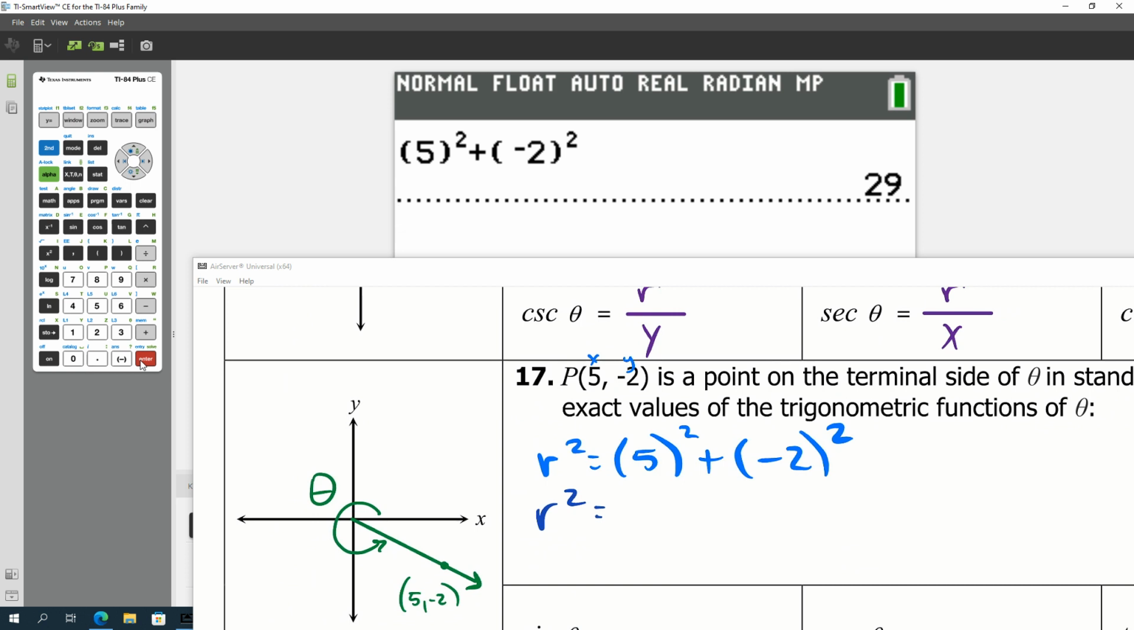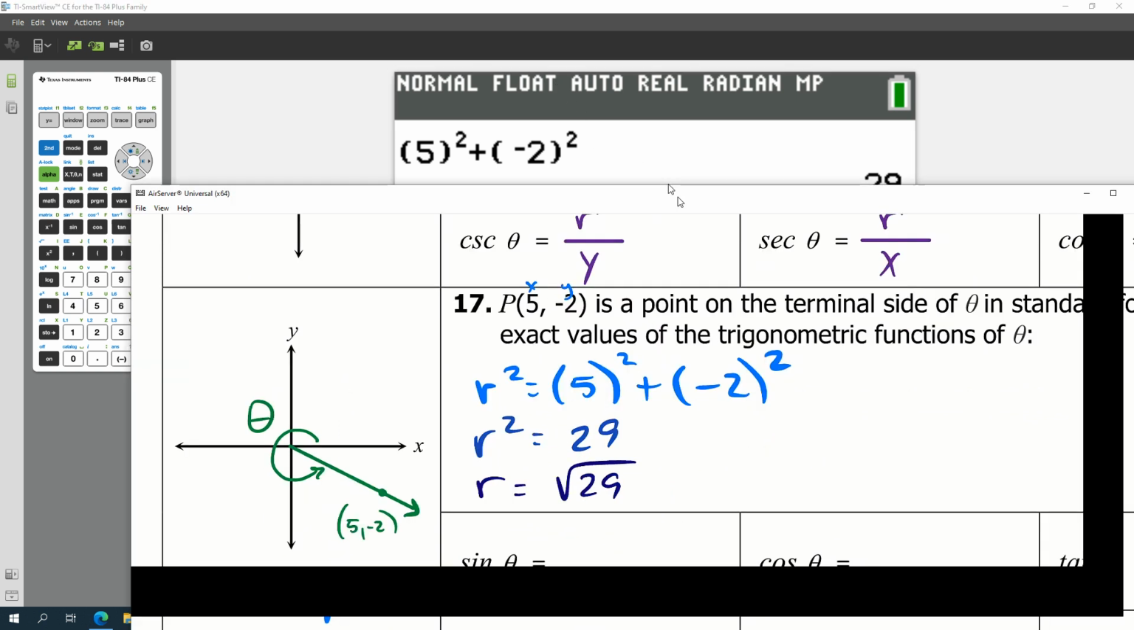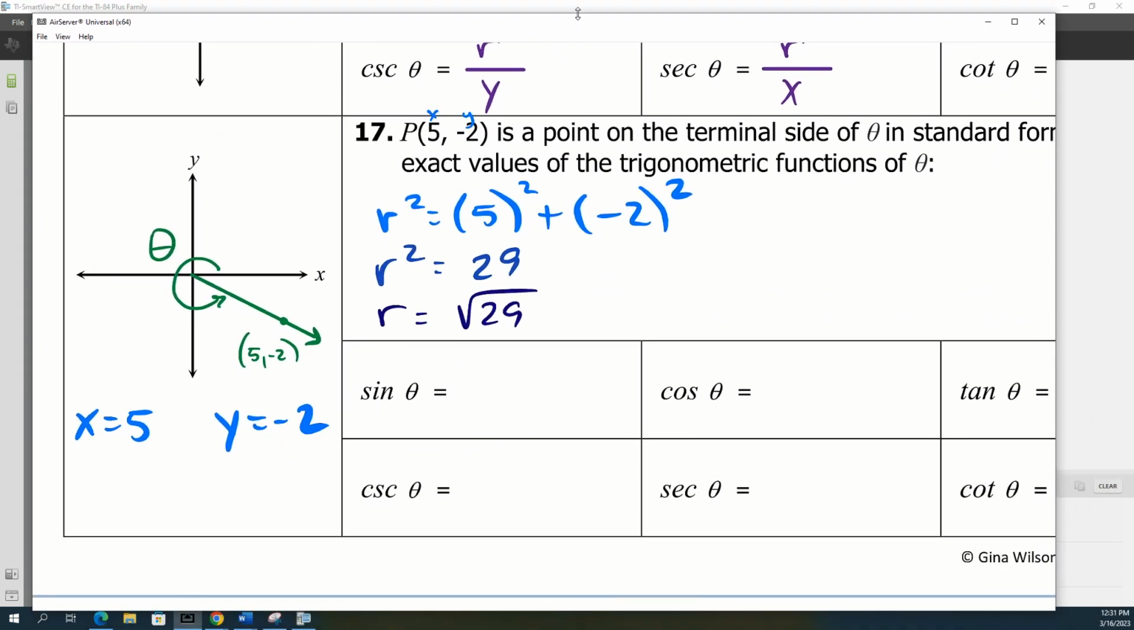All right, that's what r squared should be. And then r is just going to be the square root of that. And the square root of 29 is not going to simplify. It's a prime number, actually. So we'll just leave it like that. All right. So r is the square root of 29. X is 5. Y is negative 2.